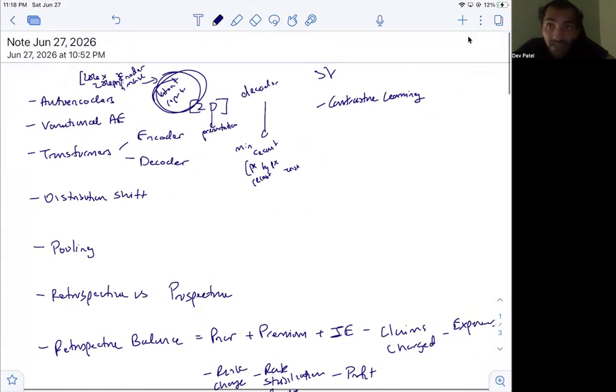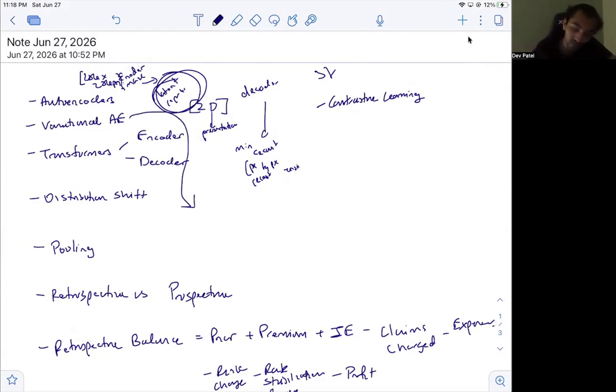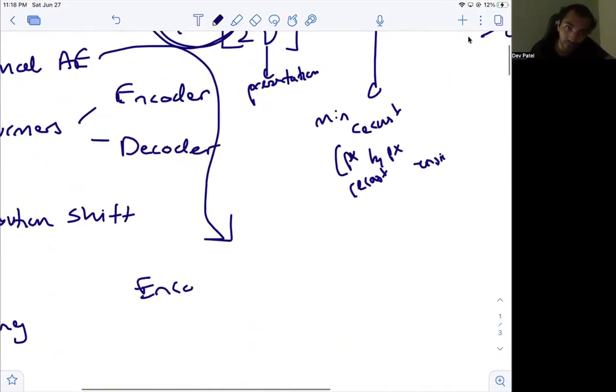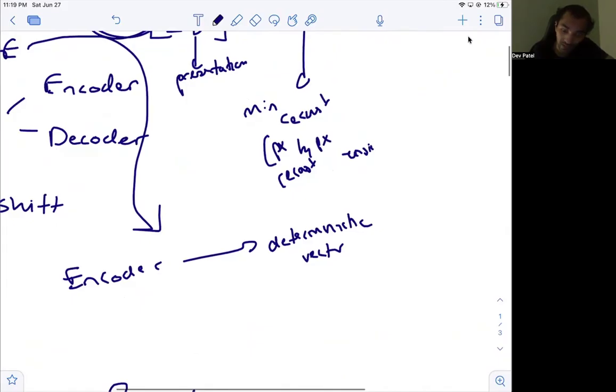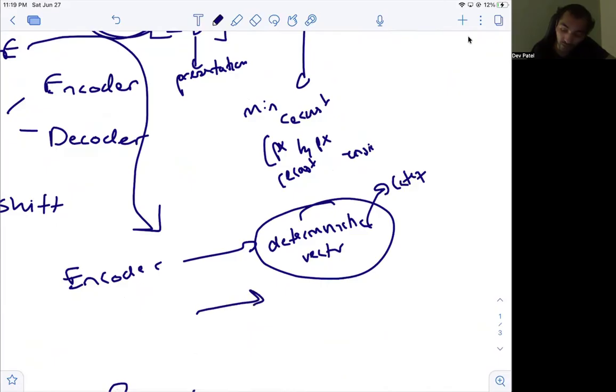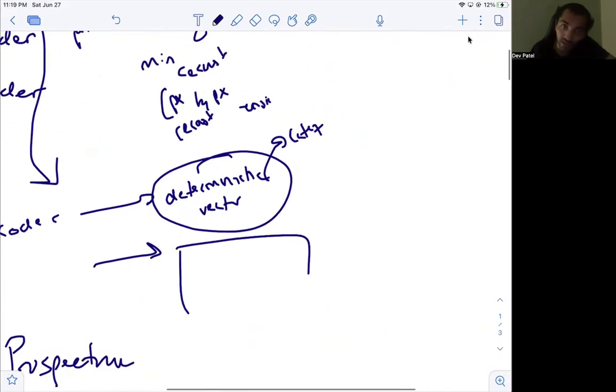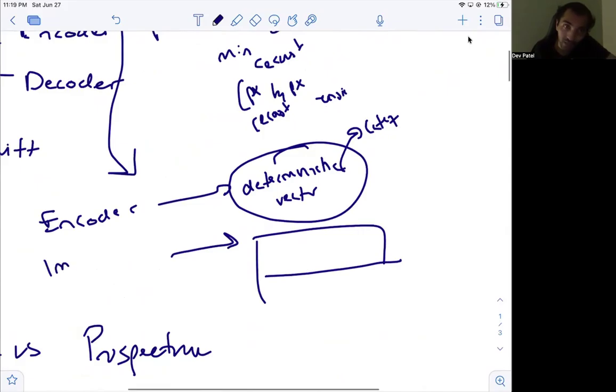And now VAEs come into play, where they say we're not going to output a single deterministic vector that lives in the latent space. That's not going to be our latent representation. Instead, we're going to output a distribution in the latent space where this image could have actually originated from. So it's trying to learn the underlying distribution of where the data is coming from.